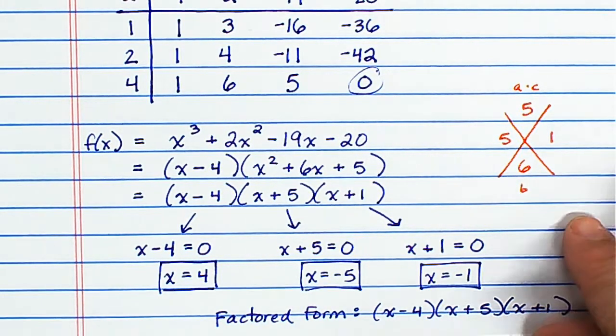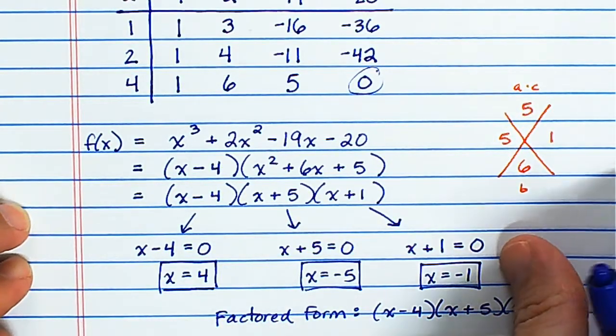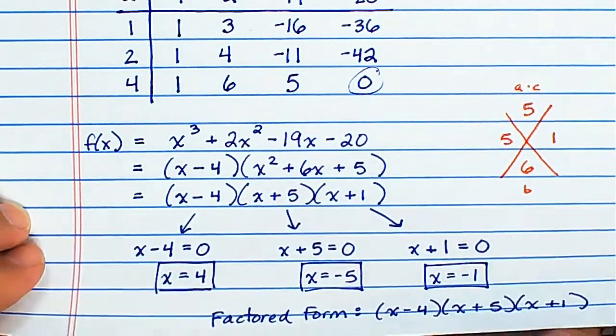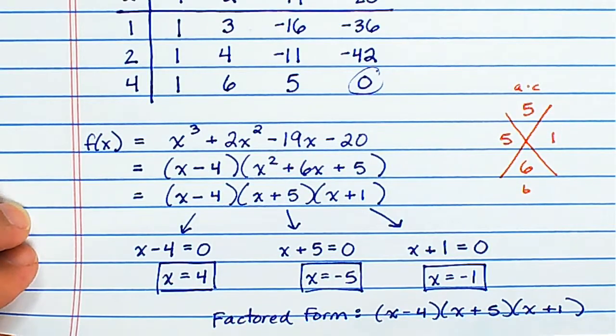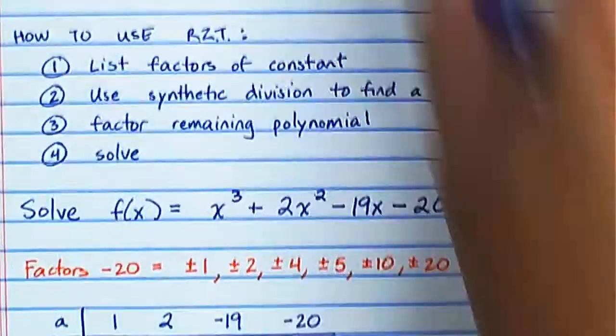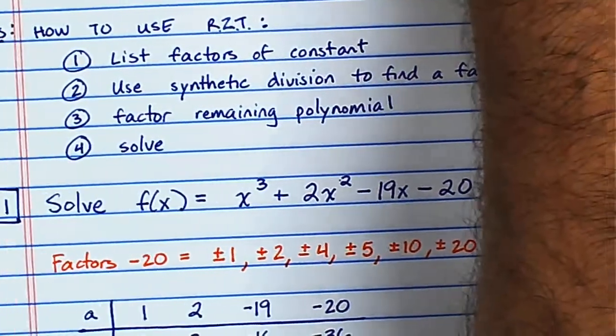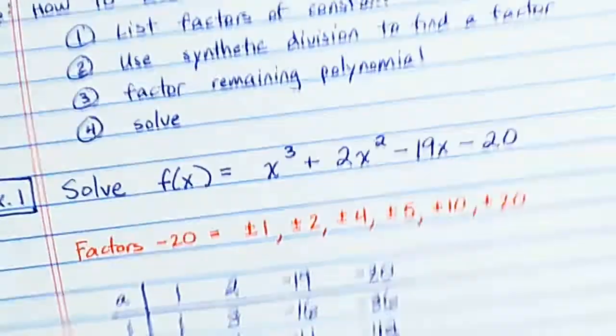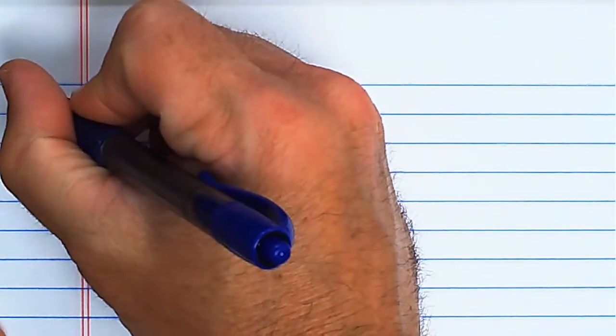So let's try another one and see what we get. It's hard to see. It's blurry. There we go. Let's call this example 2.